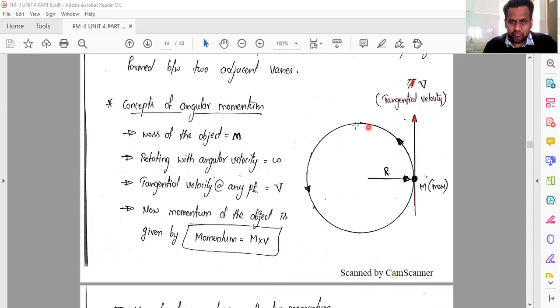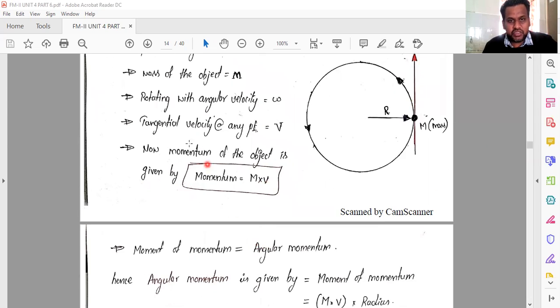So whatever the velocity at which it is rotating, obviously there is a tangential velocity that comes into the picture, and also angular velocity. So omega is the angular velocity component, and v is the tangential velocity at any point. समझो ये angular velocity रहेगा और ये रहेगा tangential velocity v. Now the momentum of the object is mass into velocity, m into v. ठीक है. So this is momentum.